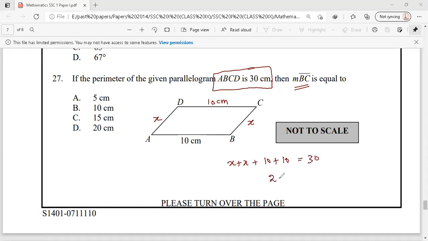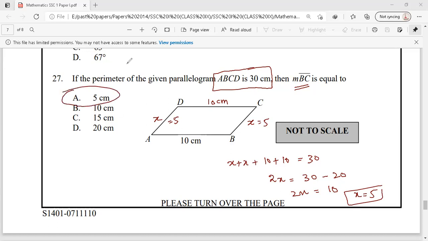So from here, if we find x, we will get 30 minus 20, so 2x equals 10, and x will be equal to 5. So these two sides are equal to 5, and the whole sum of all the sides would become 30 centimeters. So the correct answer we have is option A.